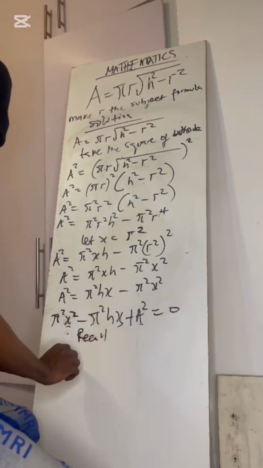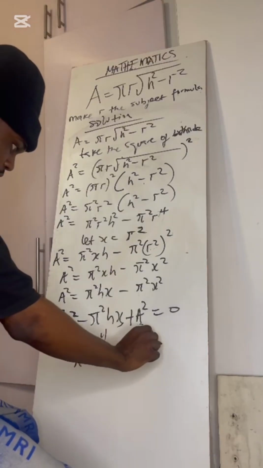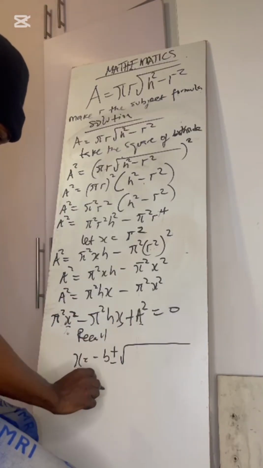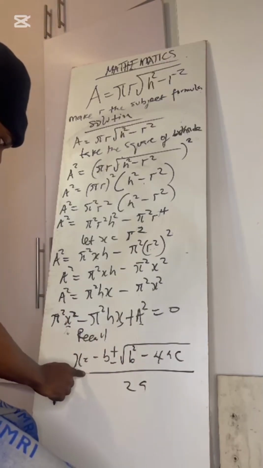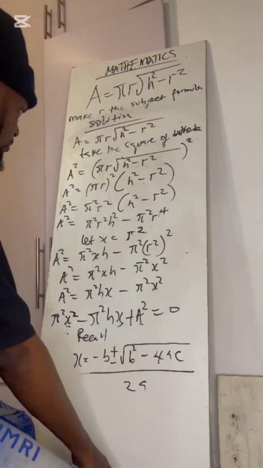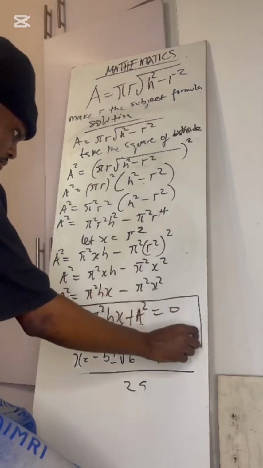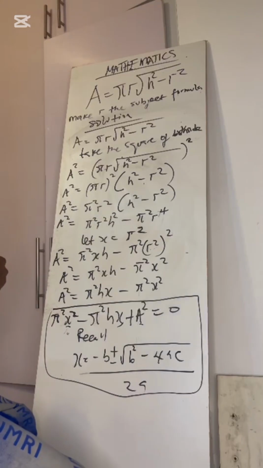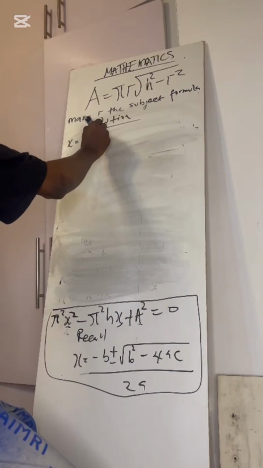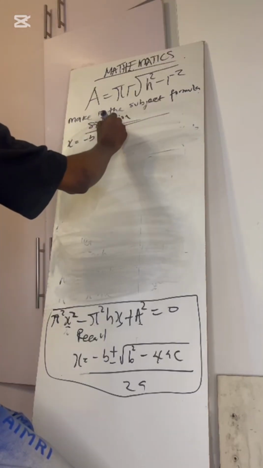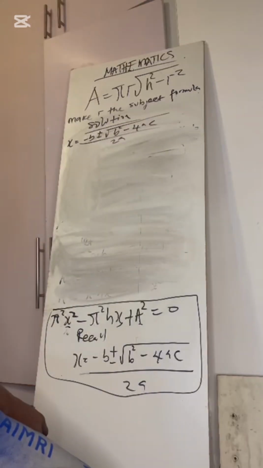Recall that x is equal to minus b plus or minus the square root of b square minus 4ac, all over 2a. Alright, so let me continue from the top now. These are what I am more concerned about, so I can clean this place. x equals minus b plus or minus root b square minus 4ac, all over 2a. So this is the general formula. You should know this by now.